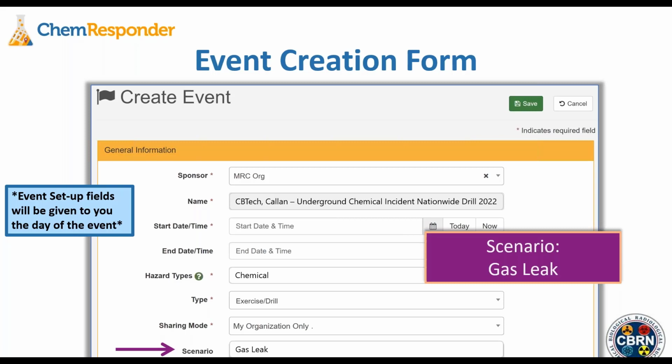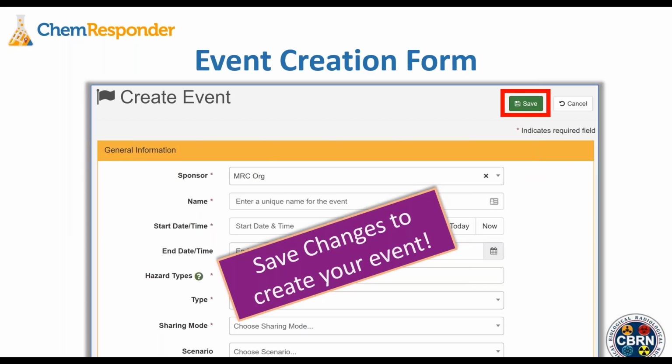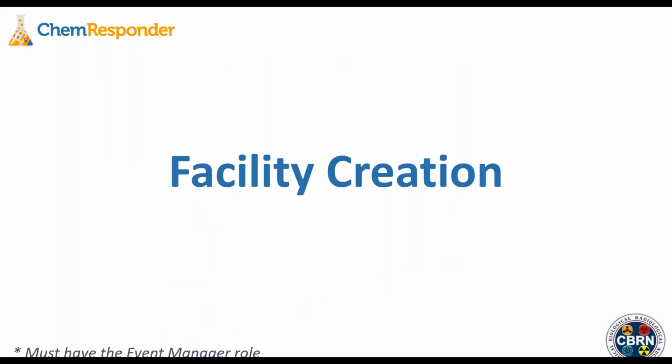And you do need to fill out all of the required fields. So the start date and time, that will be entered when you are creating the event next week. For the location, we ask that you select the closest metropolitan area near you. And then once you have entered all of the required fields, you will save the changes and your event will be created.